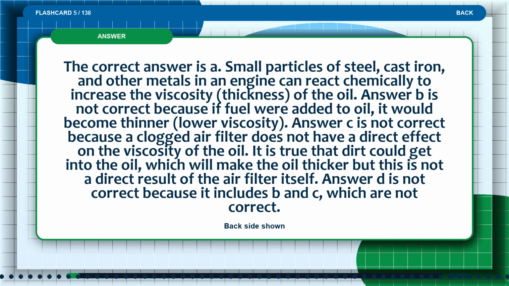The correct answer is A. Small particles of steel, cast iron, and other metals in an engine can react chemically to increase the viscosity, or thickness, of the oil. Answer B is not correct because if fuel were added to oil, it would become thinner, with lower viscosity. Answer C is not correct because a clogged air filter does not have a direct effect on the viscosity of the oil. It is true that dirt could get into the oil, which will make the oil thicker, but this is not a direct result of the air filter itself. Answer D is not correct because it includes B and C, which are not correct.